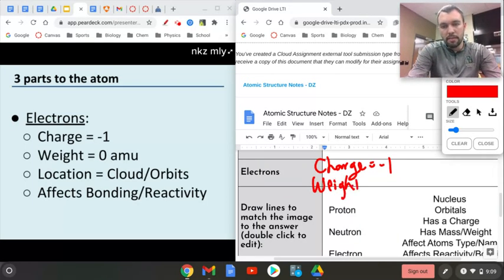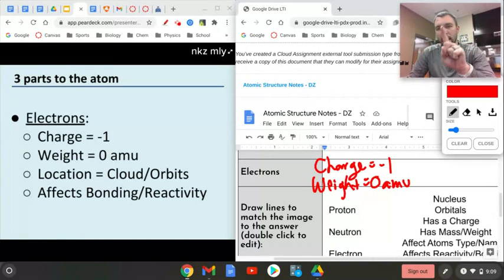The weight is 0 AMU. So we talked about how 1 AMU is so super tiny. We'd have to have like 0 point and then a bunch of zeros for it to even be a gram, or for it to be measured in grams. The electron is so much smaller than a proton that its weight is still basically 0, even though it's a subatomic particle just like a proton is.